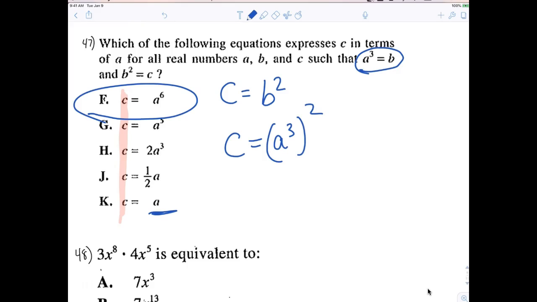Pay attention. You with me? I'm highlighting something. B squared. I'm squaring B. So I'm squaring A cubed. You see it now, right? It's tricky. Very tricky. Okay.